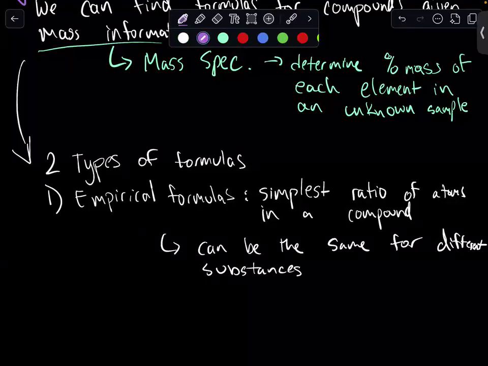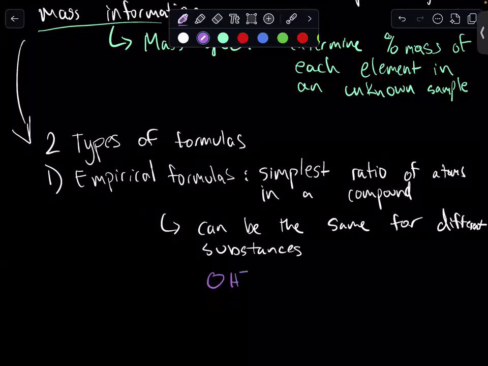So we have something called hydroxide, which is OH, specifically OH minus. Hydroxide is what makes something basic generally. When we think of a base, we think of hydroxide. It has the empirical formula of one hydrogen to one oxygen.